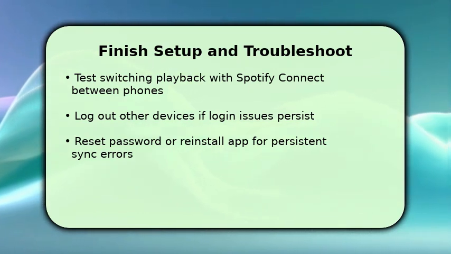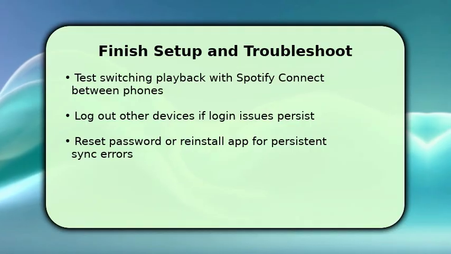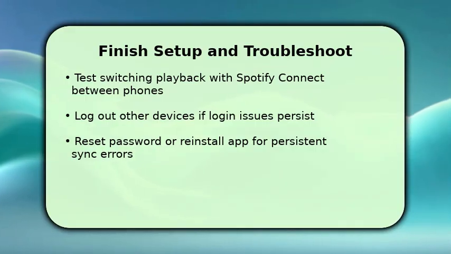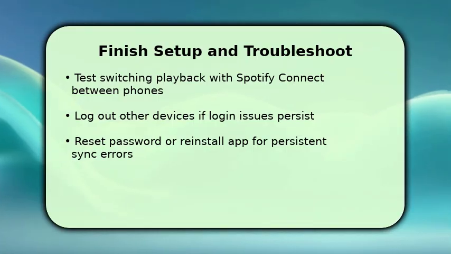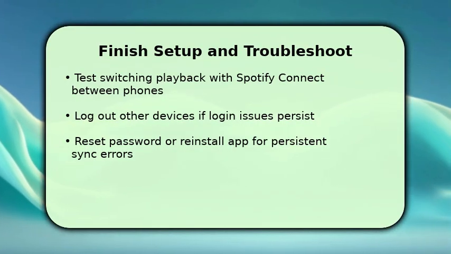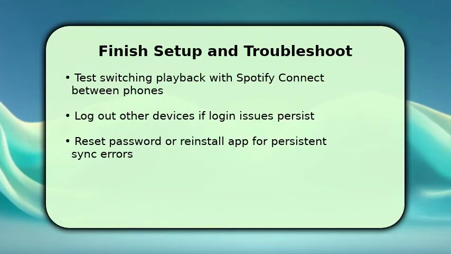If you see frequent logouts, go to Account Settings and remove other active sessions, then sign back into both phones. If problems persist, reset your password and reinstall the app on both devices to clear cached auth tokens. One key tip: if playback keeps jumping, check for multiple simultaneous streams on different networks, and stop playback on the inactive device.